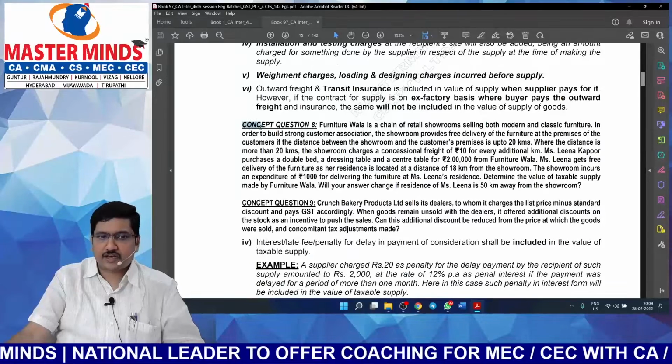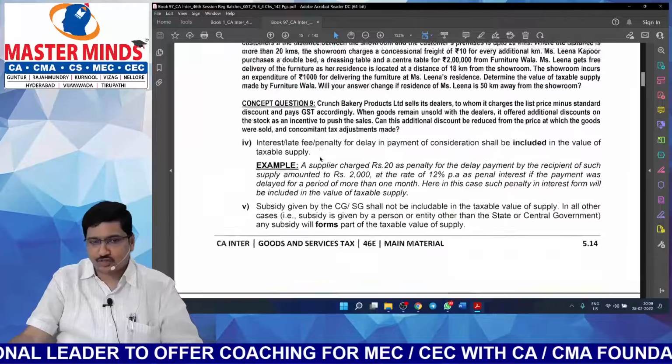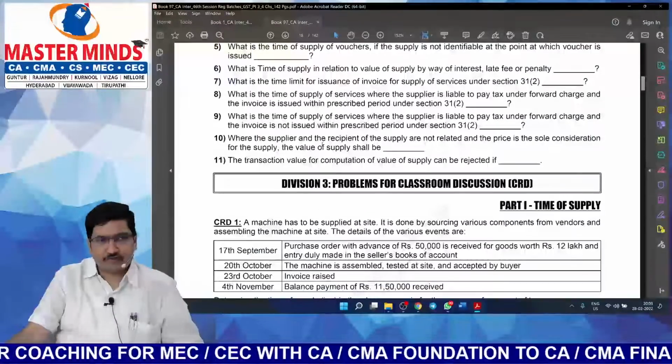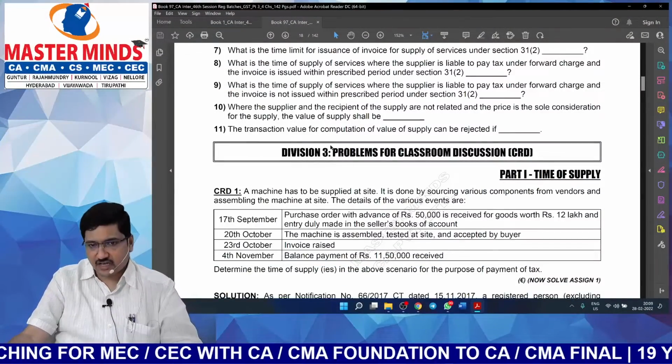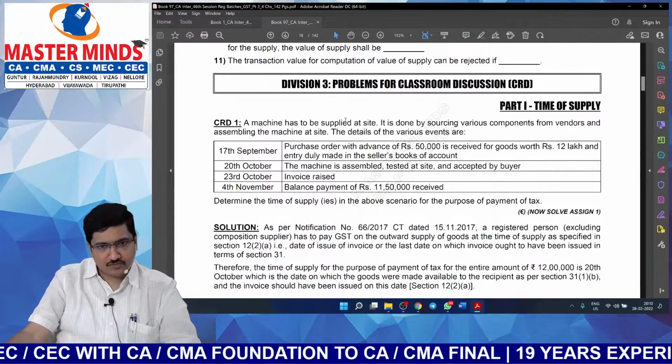So here is concept question 8. Yes, we are going to provide answers to these concept questions also. Some fill in the blanks were given, which will be discussed in the classroom, and we'll be providing answers for them to you. Now, problems for classroom discussion.